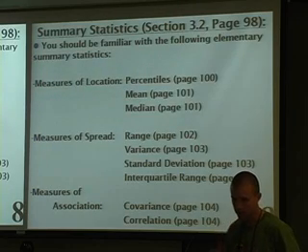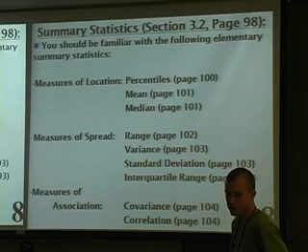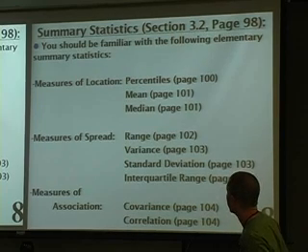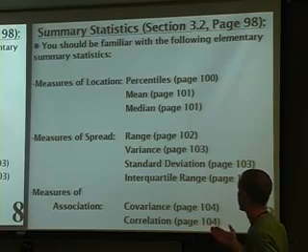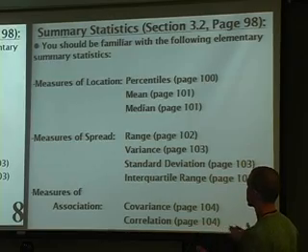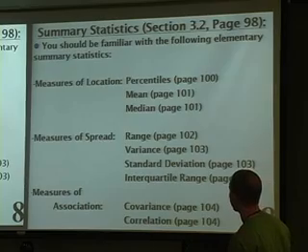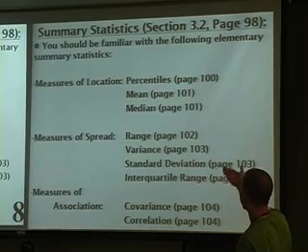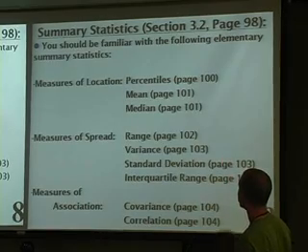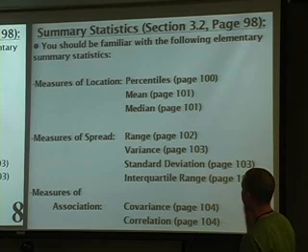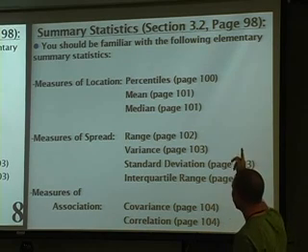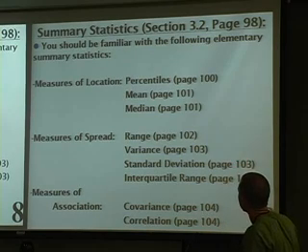So your book talks about the classic measures of location, measures of spread, and measures of association. Measures of location are basically where does the distribution live? If I'm trying to compare two sets of exam scores, for example, I might compare the two means. One mean is higher than the other. I might compare the two medians. One median is higher than the other. I might compare the percentiles. I might say the 75th percentile of this distribution is higher than the 75th percentile of that distribution. These are talked about on pages 100 through 101 of the book.